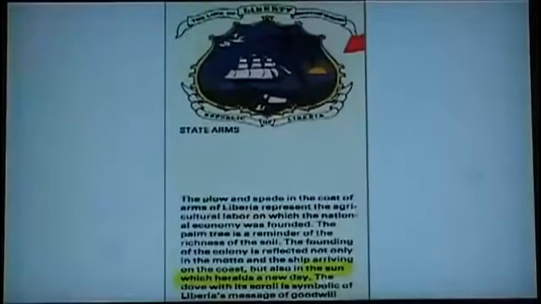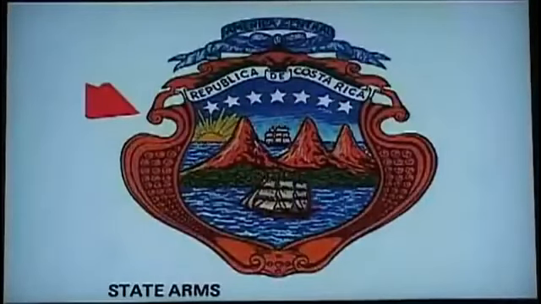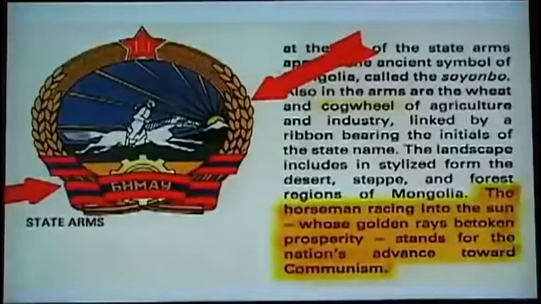Symbols in Bolivia, you'll see it in Liberia, the sun rising, and it says the sun which heralds the new day, communist symbol in Liberia. In Cuba, the sun rising. You'll see it in state arms, Costa Rica. Here it is, as I told you before, this is Mongolia. And it says, the horseman racing into the sun, rising behind the mountains of the east. The horseman racing into the sun, whose golden rays betoken prosperity, stands for the nation's advance toward communism.